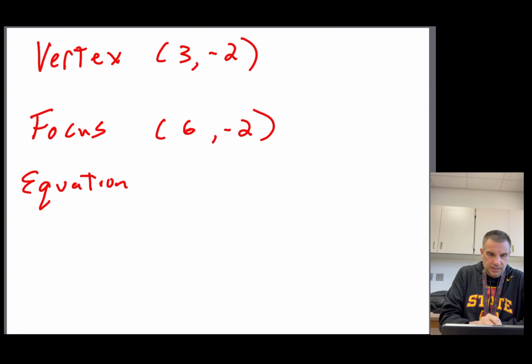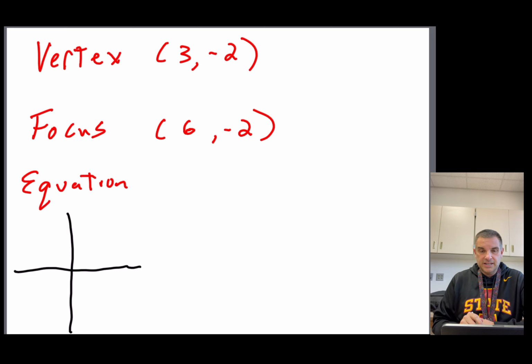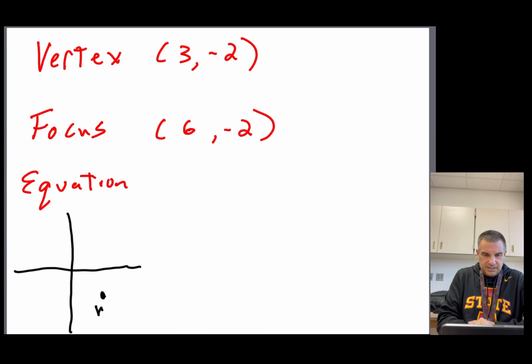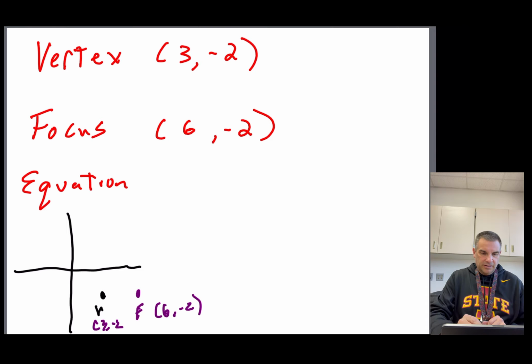So again, I'm going to go ahead and draw it first. We've got a vertex that's at 3, -2, which is, let's say, right there. And I'm going to put a V there. And we've got a focus, change colors here. We've got a focus that's at 6, -2. There's our focus at 6, -2. We've got our vertex that was at 3, -2. Okay, so that tells me that my graph is going to look something like this. I can go through my 3, -2, but it's going to look something like that.